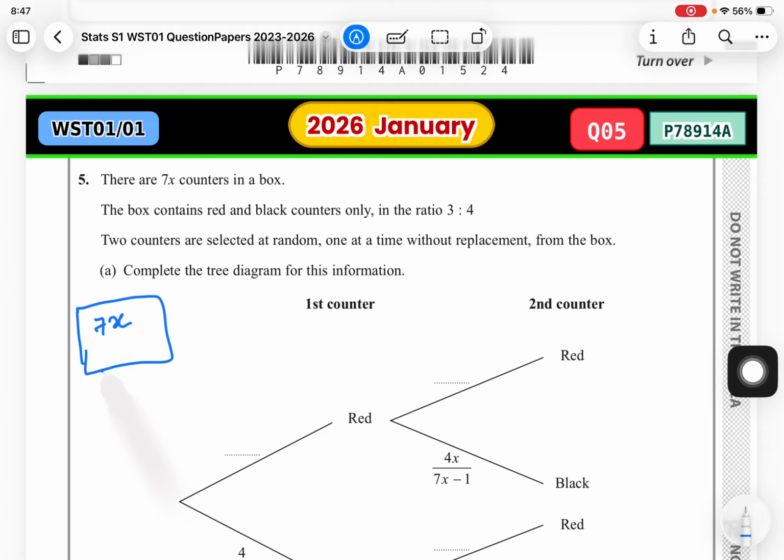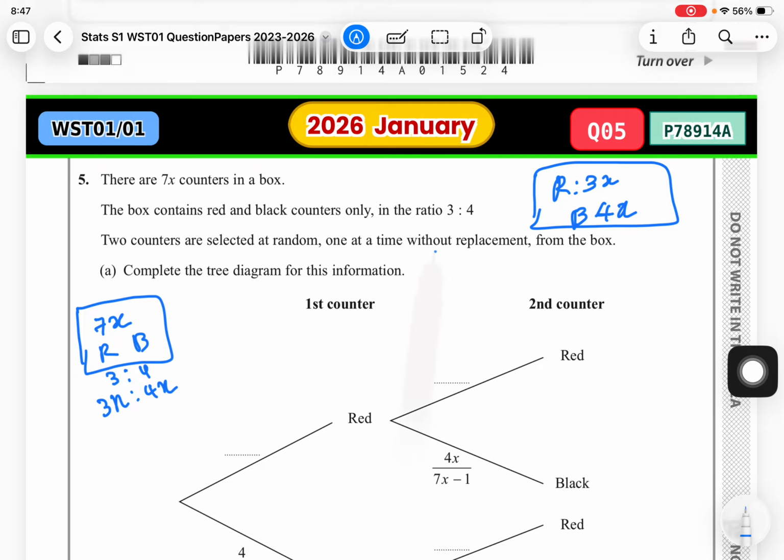So for red to black counters, that is 3:4. So this should be 3x and this is 4x. Okay, so this is our box at the end: red 3x, black 4x. Okay, so two counters are selected at random, one at a time without replacement.